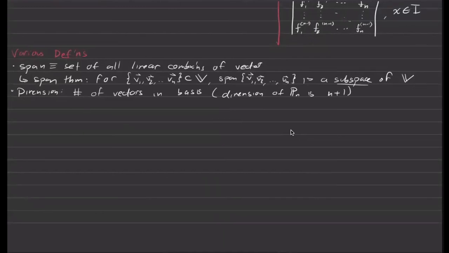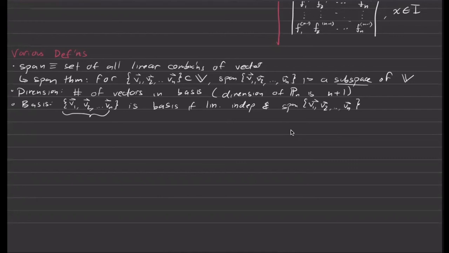Quick review, basis. If I have a set of vectors v1, v2, all the way to vn, it's a basis if all the vectors are linearly independent and the span of the set of vectors is our entire space V. This set is just the smallest linearly independent spanning set. It's not necessarily unique.